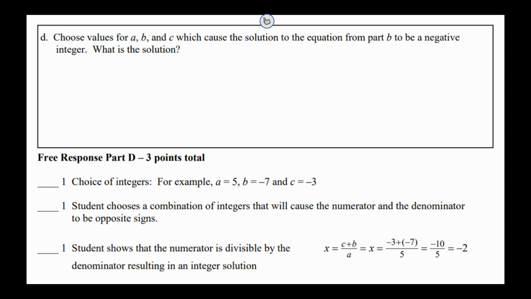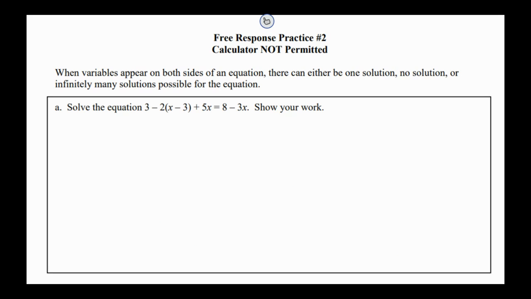Okay? So as a reminder, part A was worth 1 point, part B was worth 3 points, part C was worth 2 points, part D was worth 3 points, for a total of 9 points for this whole page. Okay? So what I'm going to do is I'm going to let you flip this over and work through your class practice number 2. Okay, and I'm going to give you 10 minutes, which may or may not be enough. But I'm going to give you 10 minutes to work on it.